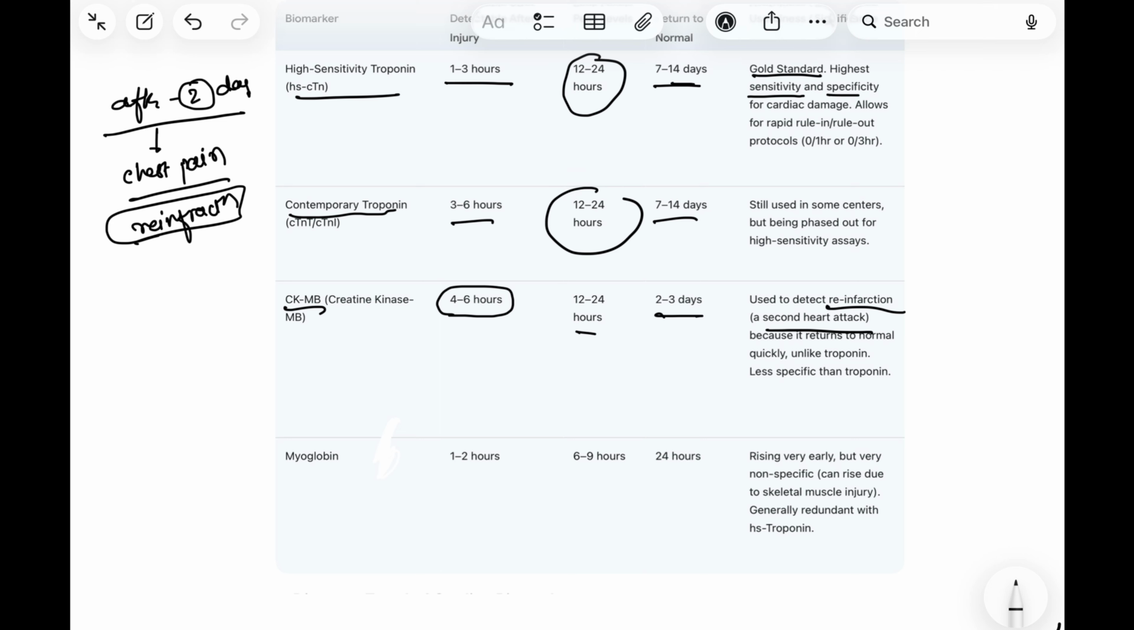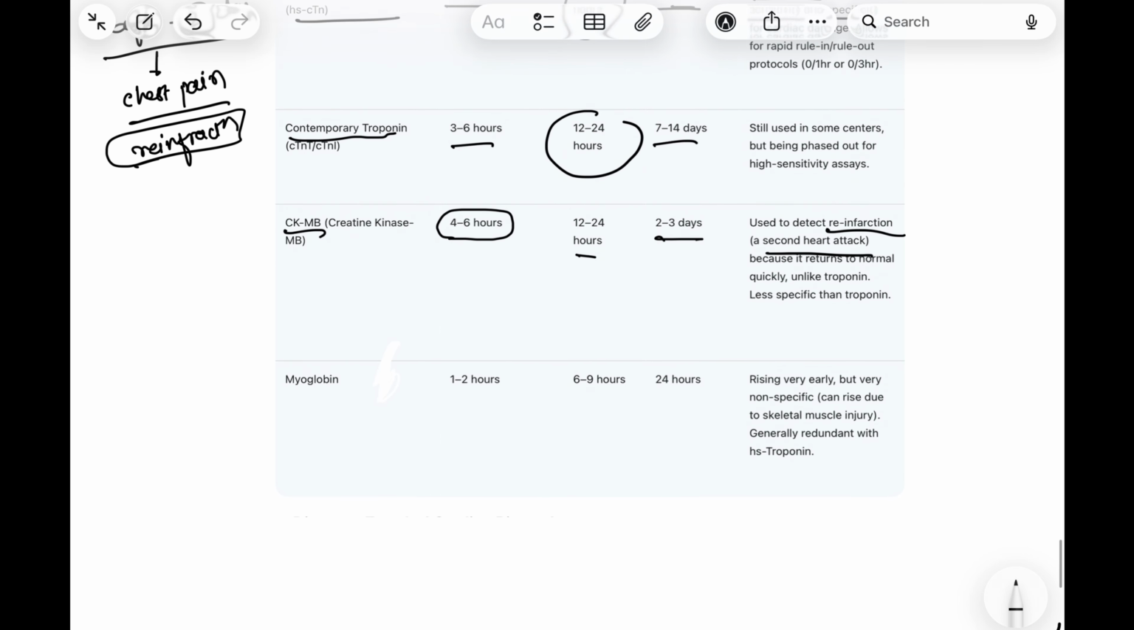Now what about myoglobin? Myoglobin is the earliest biomarker that we get in ACS. It appears at 1 to 2 hours, remains elevated for 6 to 9 hours, and goes away after 20 to 24 hours. But it is very non-specific for ACS, as it might increase in skeletal injury.